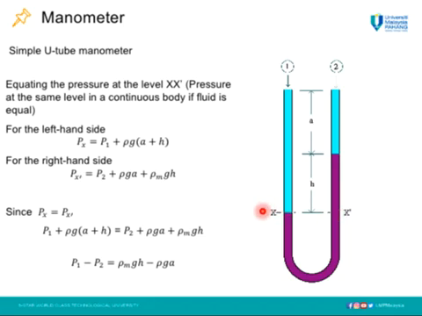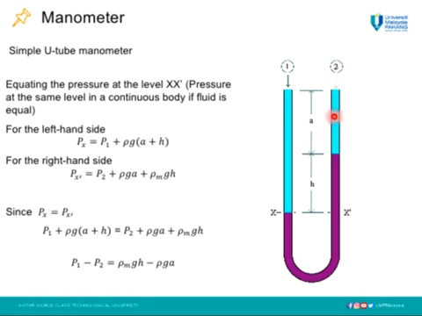So Px here, pressure at point X, equals pressure at point 1 plus the rho GH of this fluid column. So the density of this fluid times gravity times the height of this column, which is A plus H. Then you will get the pressure at point X. So now we move to the right hand side, Px dash. Px dash here equals pressure at point 2.